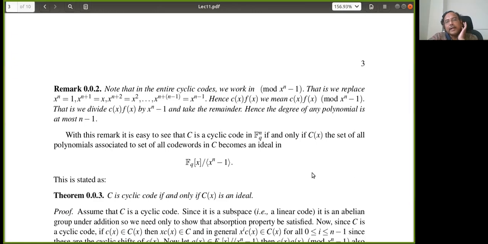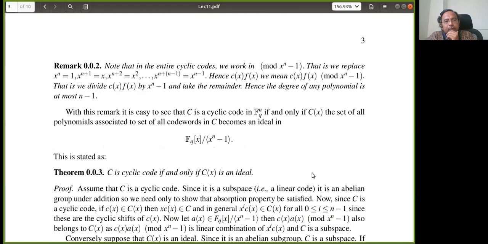So what is happening? Note that in this entire study of cyclic codes, we work modulo x power n minus 1. That is, we replace x power n with 1, x power n plus 1 is equal to x, x power n plus 2 is equal to x square and so on. Hence, C of x times f of x means C of x times f of x modulo x power n minus 1. That is, we divide C of x times f of x by x power n minus 1 and take the remainder. Hence, the degree of any polynomial is at most n minus 1.